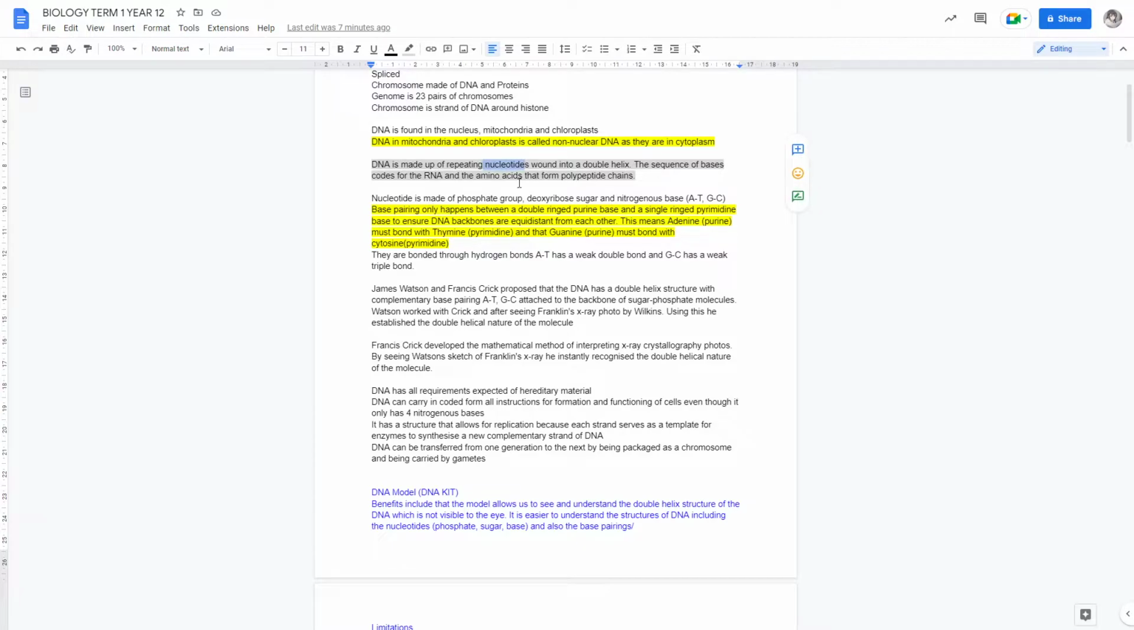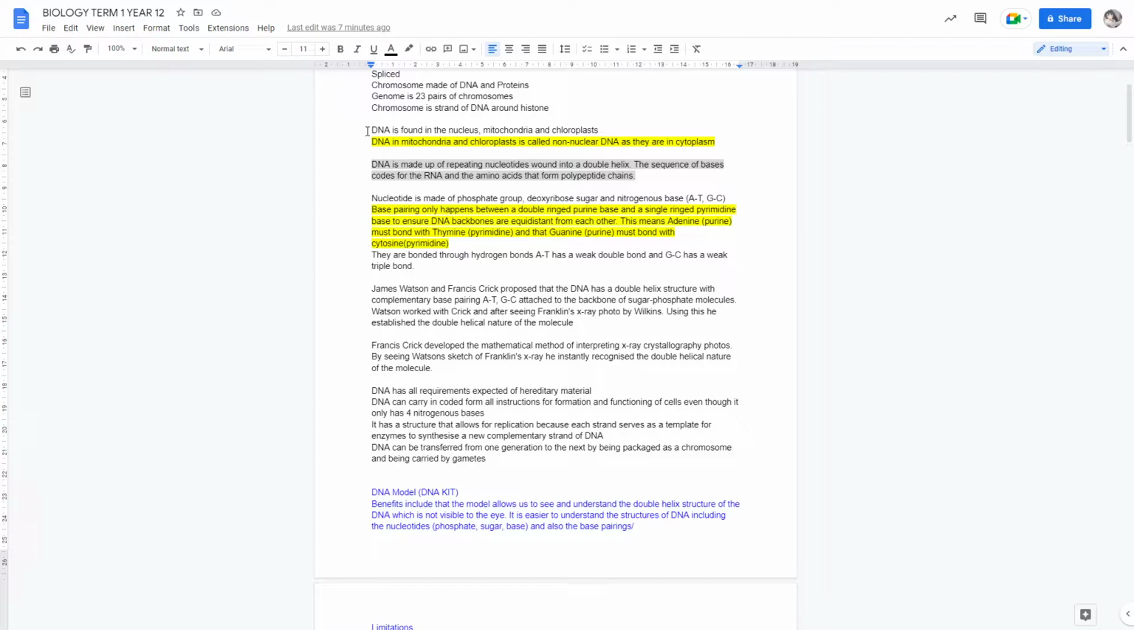Nucleotides are a phosphate group, deoxyribose sugar, and nitrogenous base, as we can see here, and the sequence of bases codes for the RNA. Even though they only have 4 bases, A, T, G, C, also known as adenine, thymine, guanine, and cytosine, we're still able to see that they're able to code for thousands of different polypeptide chains, also known as proteins, inside the body. And we'll be able to learn more into that.